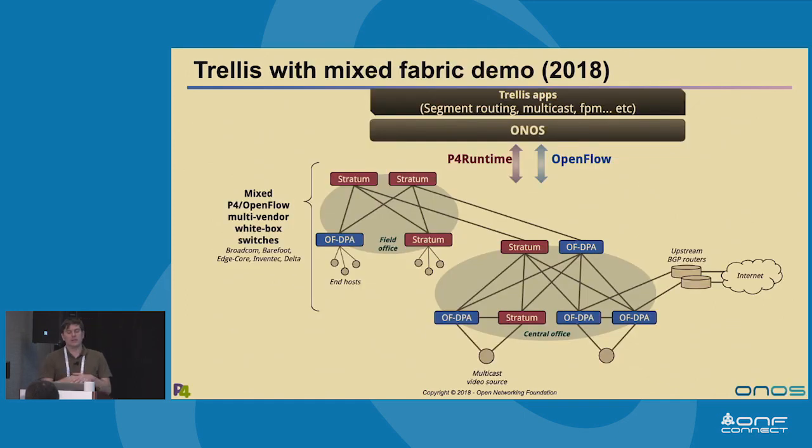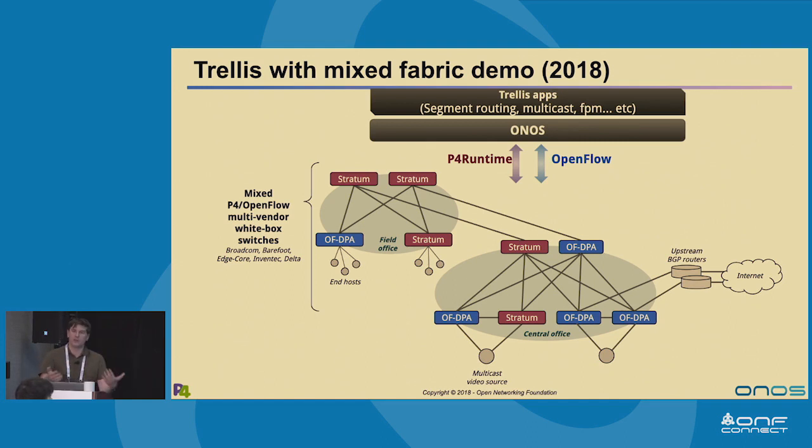We did a demo last year, this mixed fabric demo, in which we had a topology with 10 switches. Half of them were based on OF-DPA, and half of them were using Stratum, in this case using the Barefoot Tofino ASICs. And this was just to show how we were able to achieve interoperability inside the fabric, and also show an evolution path from an OpenFlow-based network using fixed function ASICs to a P4 programmable one.